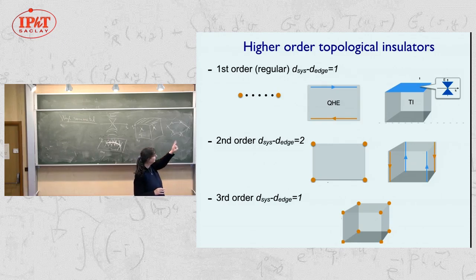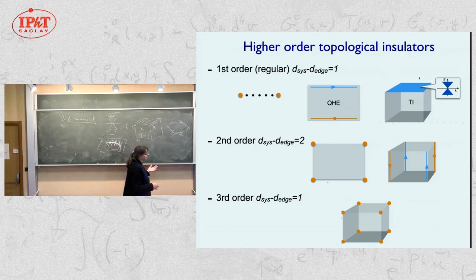So if I have a 1D system, then I have a 0D state. If I have a 2D system, then I have a 1D state. If I have a 3D system, I have a 2D state. That's the first order topological insulator type of thing. The dimension of the edge is 1 less than the dimension of the bulk.